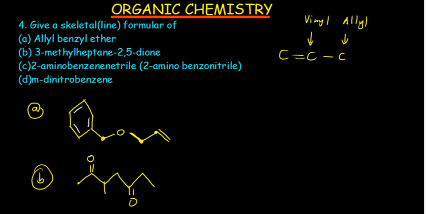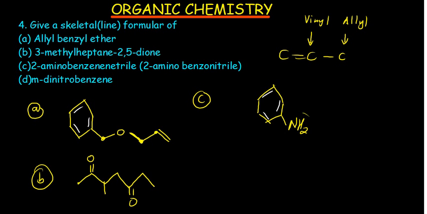Now let's consider C, which is 2-aminobenzonitrile. Again, benz. First, I'll just draw the benzene molecule, which has alternating double bonds inside. A double bond here, there, and also there. Now, at position number 2 of this one, we need to have an amino group. An amino group is simply NH2.